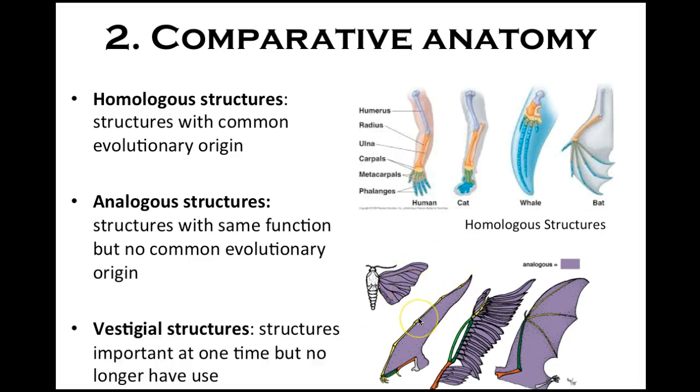And the last one is vestigial structures. Vestigial structures are structures that used to be important at one time, maybe when a species was built a little bit differently or had different purposes, maybe a different diet, but no longer are used, and they kind of are just there. They don't really do anything.